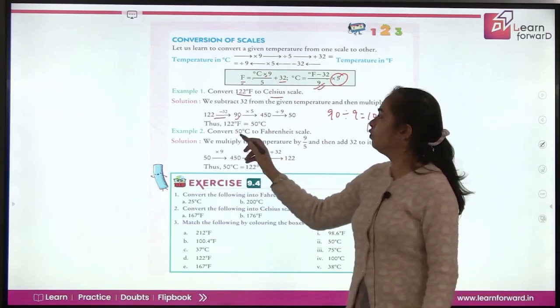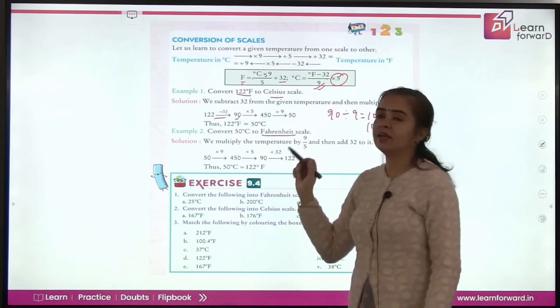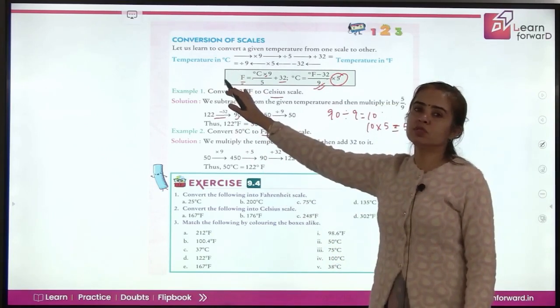Now, convert 50 degrees Celsius to Fahrenheit scale. That means we will be using this formula.